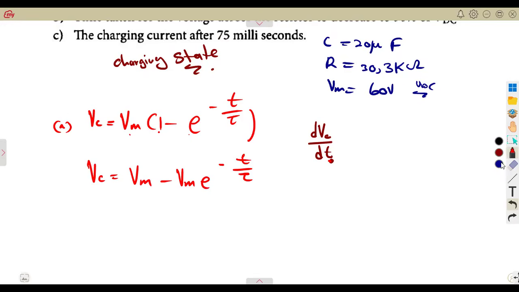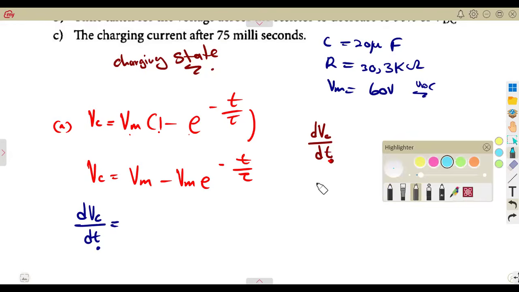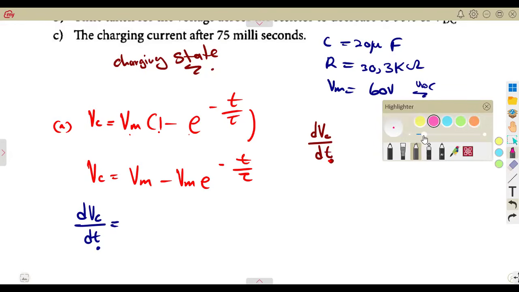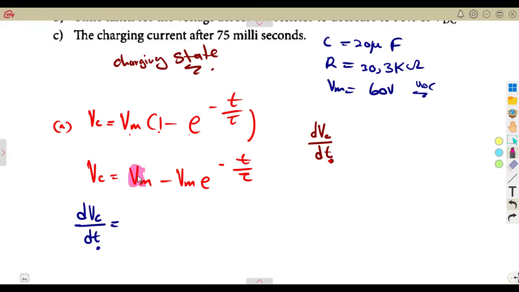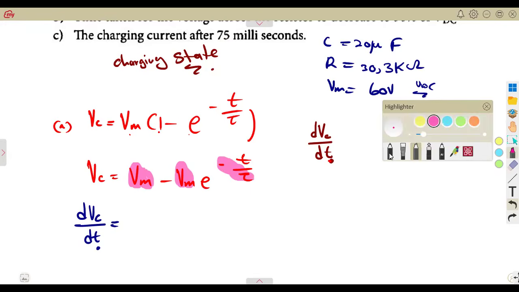Okay, we need to differentiate in this case the derivative of VC, capacitor voltage, with respect to time, where I said everything that is not T is a constant, meaning the Vm that we are seeing here, and this part of minus 1 over tau, the one that I explained before, is a constant. They are constants.